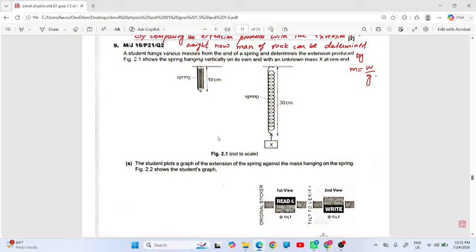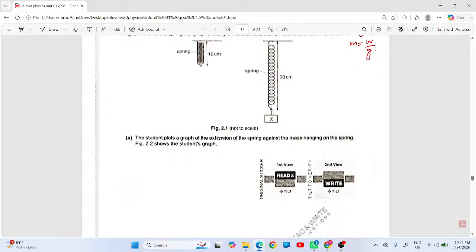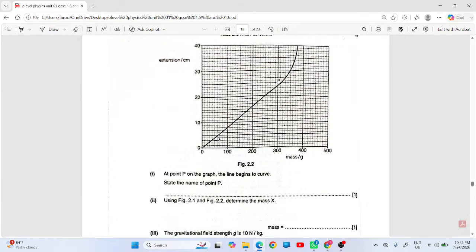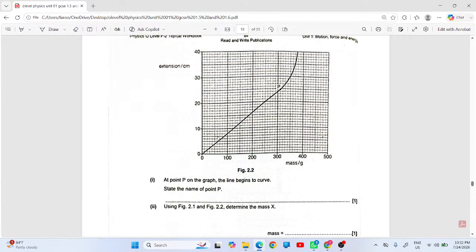जी sir, exactly. A student hangs various masses from the end of a spring and determines the extension produced. Figure shows the spring hanging vertically on its own with an unknown mass x at one end. The student plots a graph of the extension of the spring against the mass hanging on the spring. State the name.